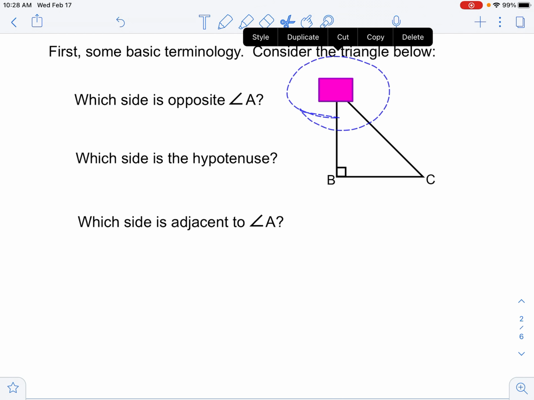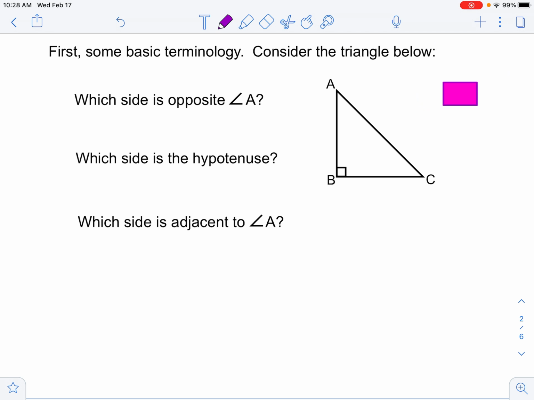If you're not sure what's opposite of angle A, just cover up angle A. The side that's opposite is the only side that you can read right there, and that's side BC. So that's just one way if you're having struggles with it. Now I look at it like this: it's opposite of it, so side BC is opposite of it.